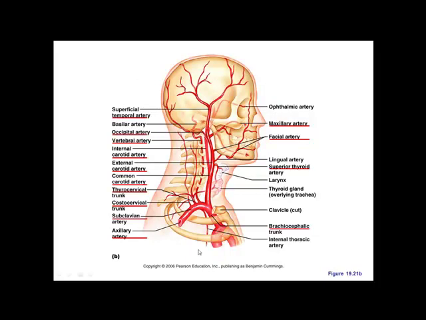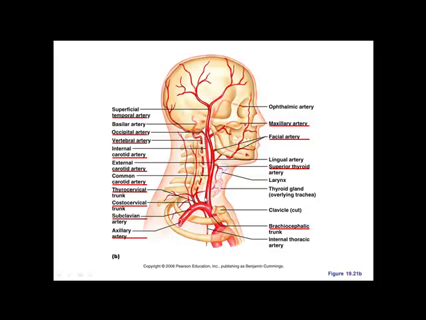Okay, looking at our blood vessels. So here's our aortic arch. So we go up, here's our ascending aorta, aortic arch, descending aorta. So we're taking a blow-up picture of the brachiocephalic trunk. Here is the brachiocephalic trunk. It splits into our right common carotid artery and our right subclavian artery.